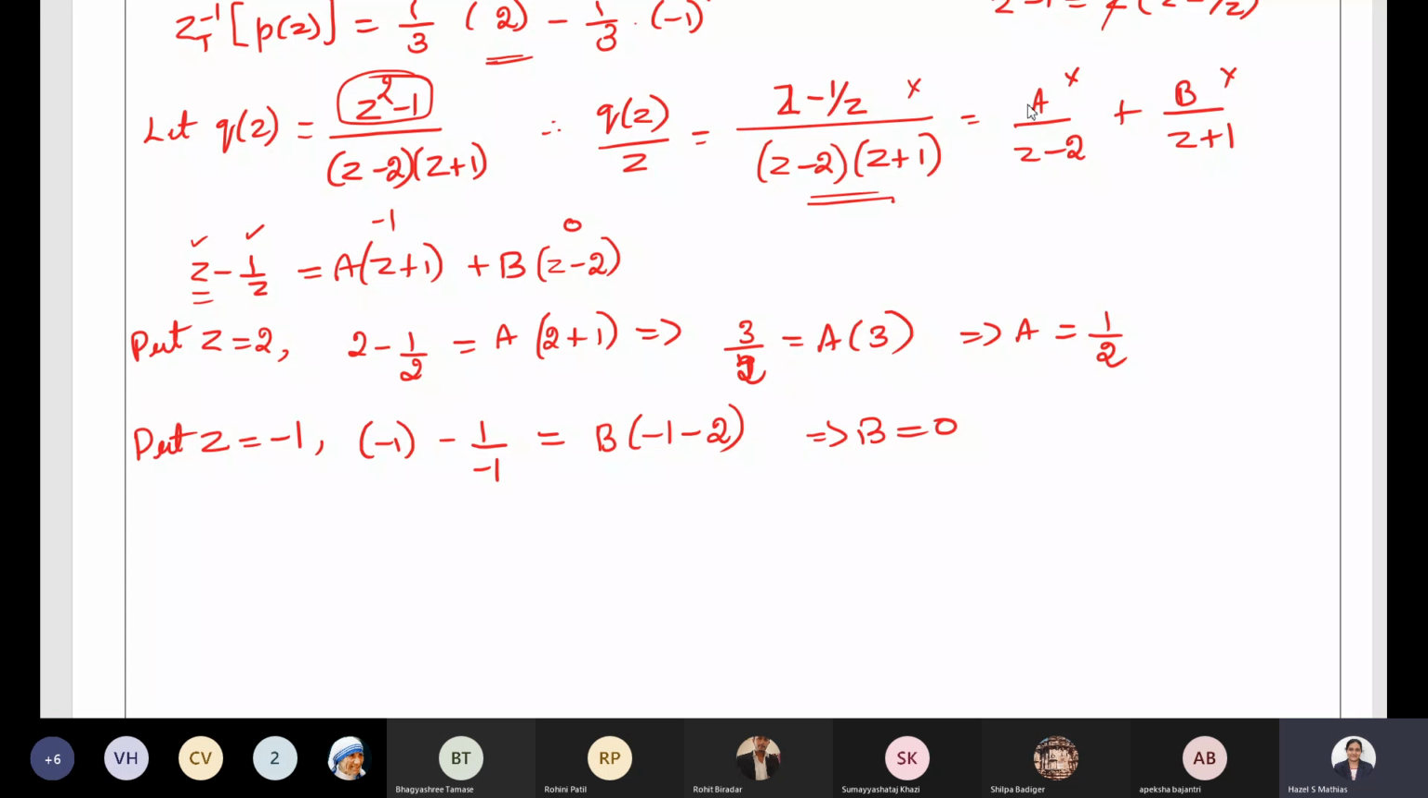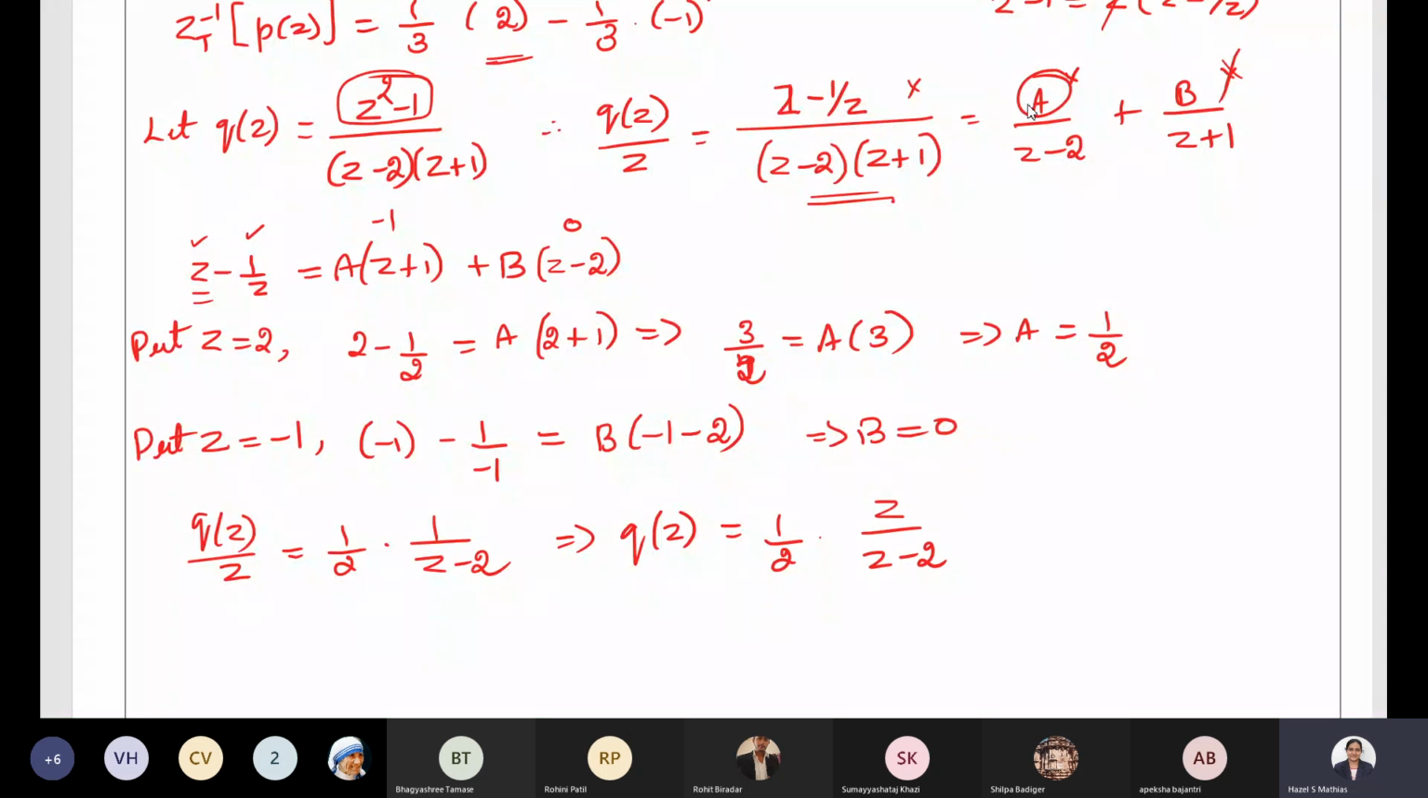Let's substitute here in Q of z by z. Q of z by z will be a is 1 by 2 into 1 by z minus 2. See here, substitute a. a is half into 1 by z minus 2, b will be 0. So this term won't be there. So from this, what is Q of z? Half times z by z minus 2.